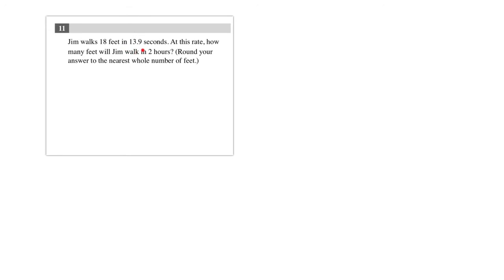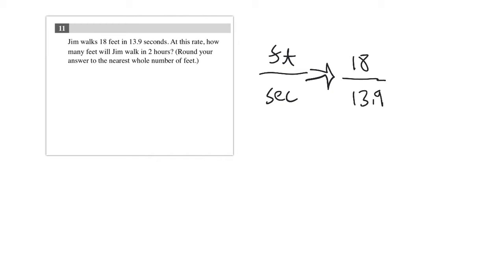Jim walks 18 feet in 13.9 seconds. At this rate, how many feet will he walk in 2 hours? So once again, proportion will probably be to the rescue in this case. So we're going to have feet per second. Now, apparently, the first piece of information would relate 18 feet to 13.9 seconds, and we can set that equal to another fraction.